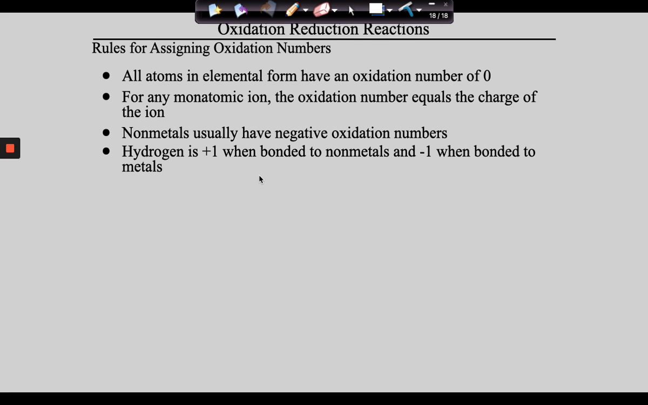If hydrogen is bonded to a non-metal, the non-metal is stronger. It will attract the electron, making hydrogen positive. If hydrogen is bonded to a metal, then typically the hydrogen will attract the electron, and that makes it negative.